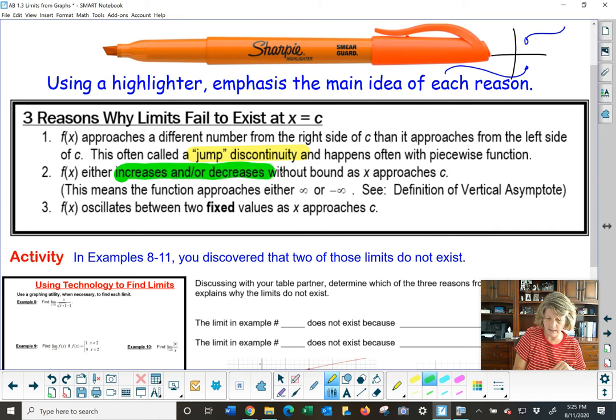So increasing and decreasing without bound is a reason why a limit can fail to exist. And we saw that in our examples. And then lastly, oscillating behavior is another reason why limits fail to exist. It just doesn't settle into one value.